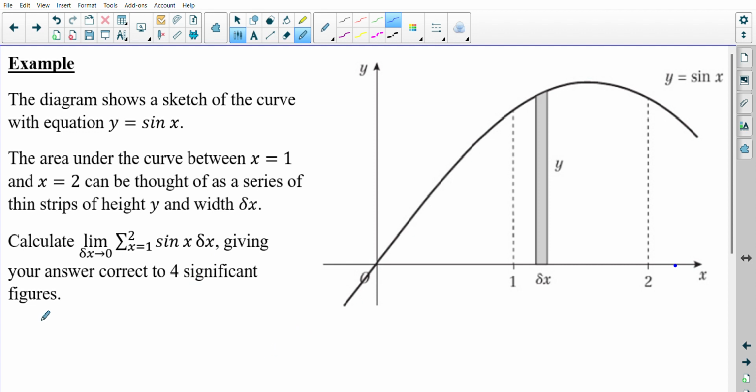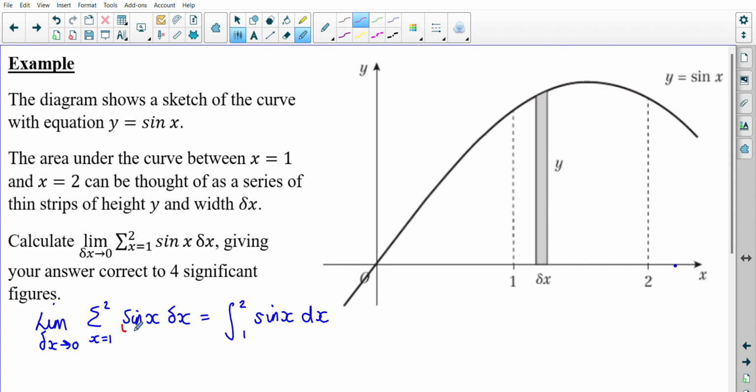Now, the minute I see this, I will write it. I'm going to make it equal to the integral between 2 and 1 of sine x dx. So that's all we have to do for these questions. Change it to definite integration. Keep this the same, keep your limits the same, and put dx at the end.